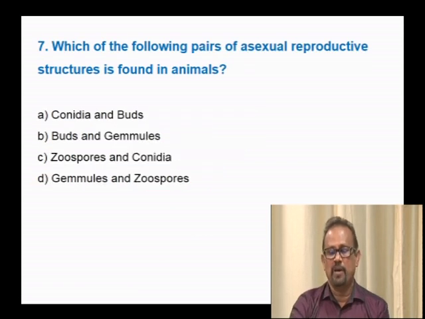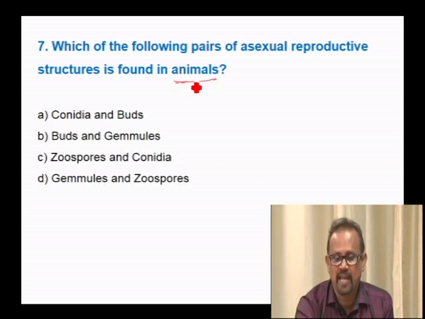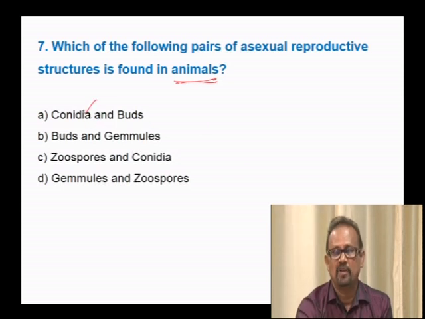Which of the following pairs of asexual reproductive structures are found in animals? So, you need to concentrate on the question. It is only in the animals. Conidia can be seen in fungi. Buds can be seen in hydra, of course. Buds can be seen in animals, even in hydra and also in sponges, as internal buds. But here conidia can be seen in plants. Therefore, this cannot be the option.